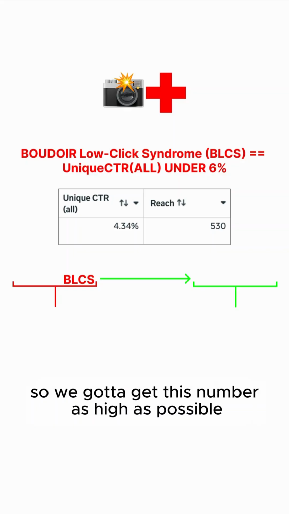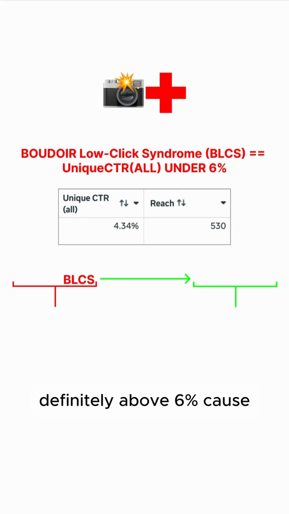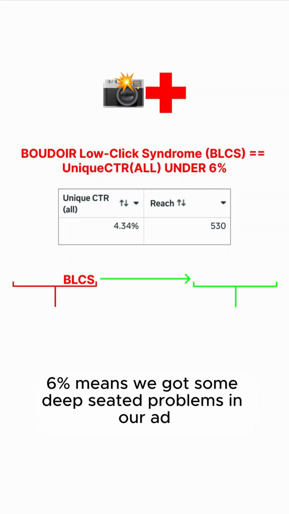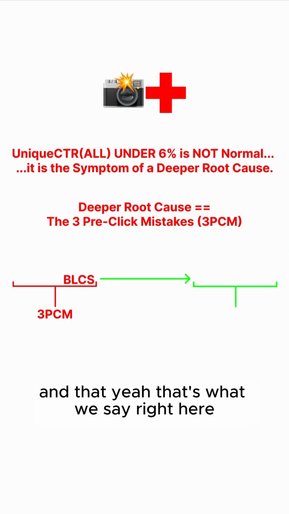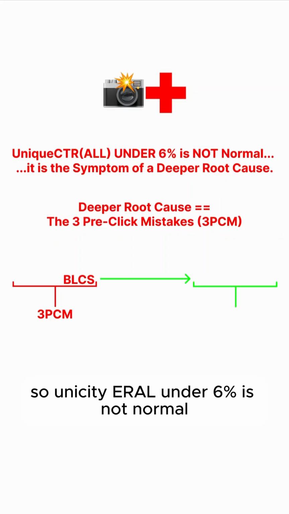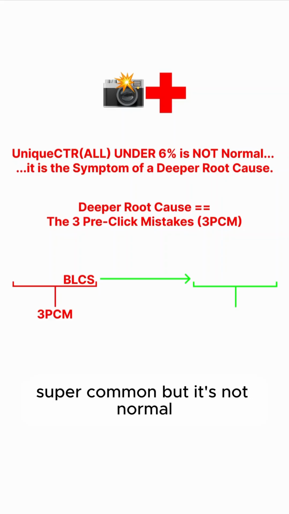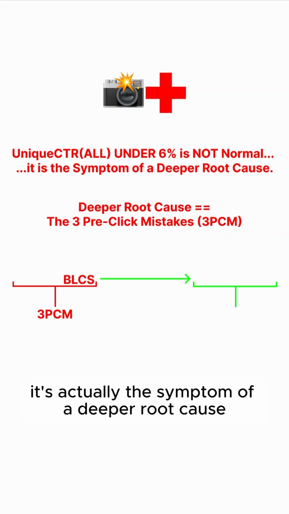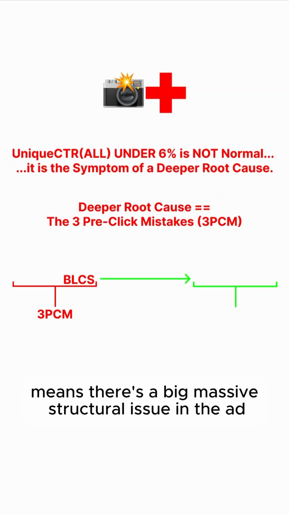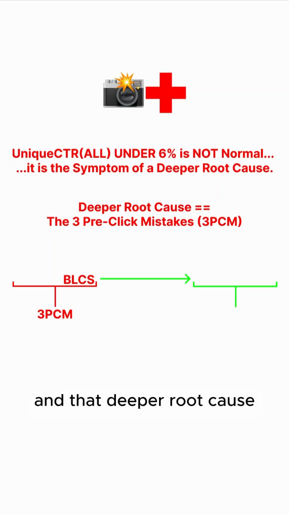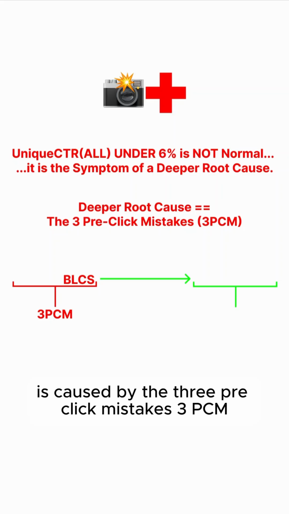So we've got to get this number as high as possible, definitely above 6%, because under 6% means we've got some deep-seated problems in our ad. And yeah, that's what we say right here. So unique CTR under 6% is not normal. Super common, but it's not normal. It's actually the symptom of a deeper root cause. Everyone's accepting it as normal. It's not normal. It means there's a big, massive structural issue in the ad. And that deeper root cause is caused by the 3 pre-click mistakes, 3 PCM.